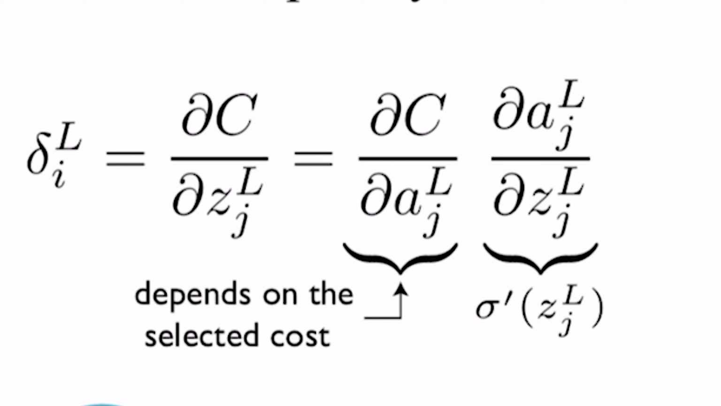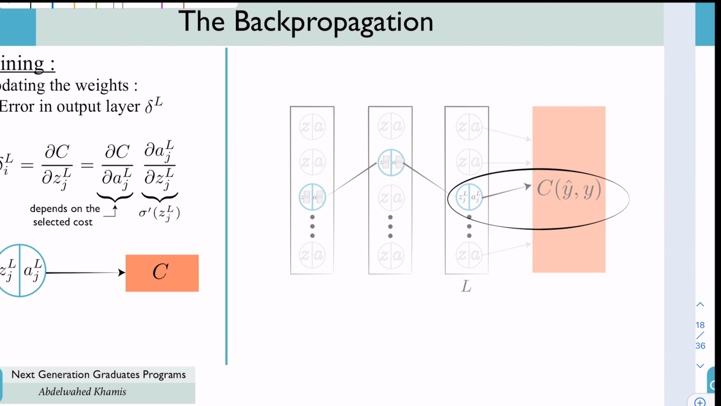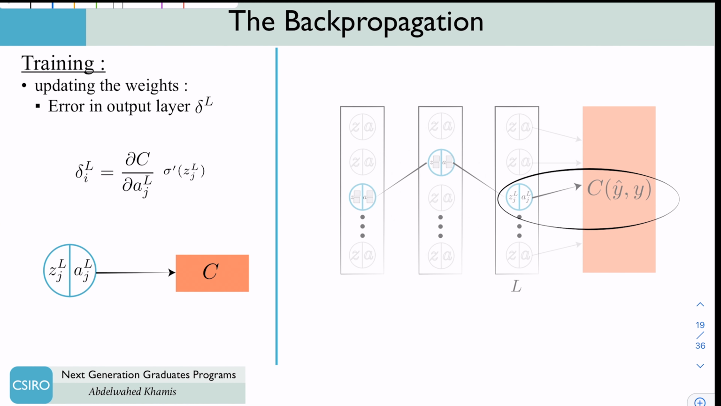So for example, if you have your sigma as a sigmoid function, the derivative in this case will be just the sigmoid of z multiplied by 1 minus sigmoid of z. And for example, if the cost function is the square distance, then the derivative of the cost with respect to the activation will be just y hat minus y. And it is very easy to multiply those quantities to get the error for the last layer. And this leads us to the first equation of backpropagation, the one responsible for calculating the error for the last layer.